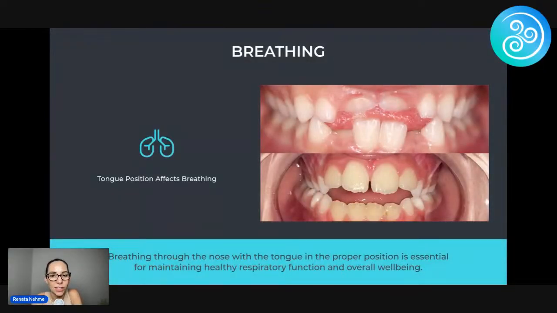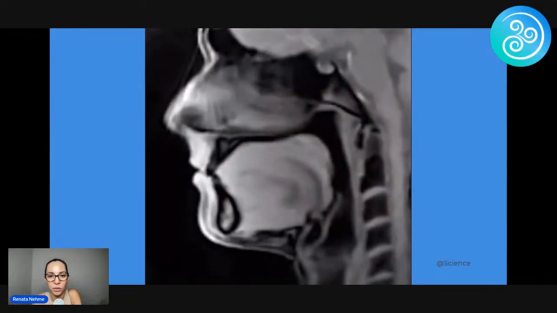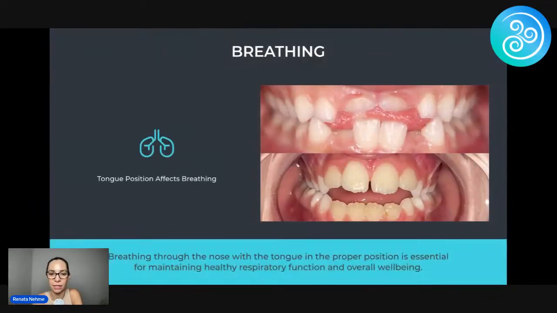But let's talk a little bit about breathing. So, we talked about all the functions that the tongue is responsible for. However, the tongue is responsible for a lot more.